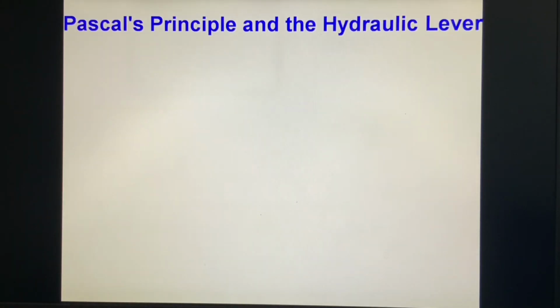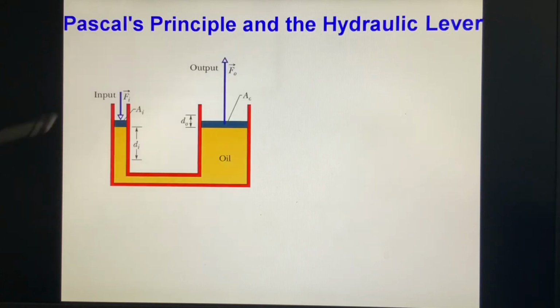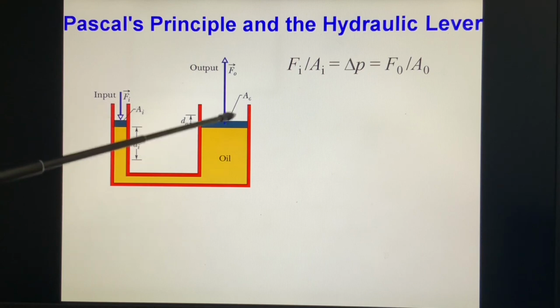Pascal's principle at the hydraulic lever. We see this kind of device, we call it a hydraulic lever. The characteristic of this one is a very small input area A_i and a very large output area A_o. We put a force F_i on the input piston, and this one goes up, and you get an output force F_o. What is the relationship? F_i over A_i, the pressure change, equals this delta pressure, which is F_o over A_o.